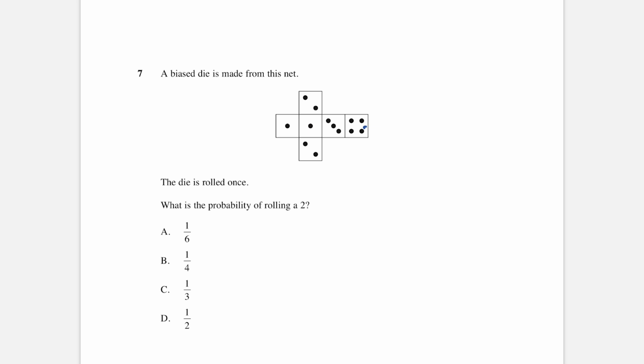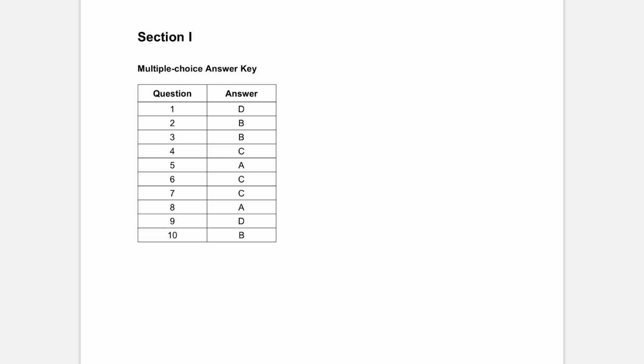A biased die is made from this net. The die is rolled once. What is the probability of rolling a 2? So we can see that the 2 appears on the die twice. So that means that the probability of rolling a 2 is going to be equal to 2 of the faces out of 6 faces. And we can simplify that down to a third. So the correct answer is C.